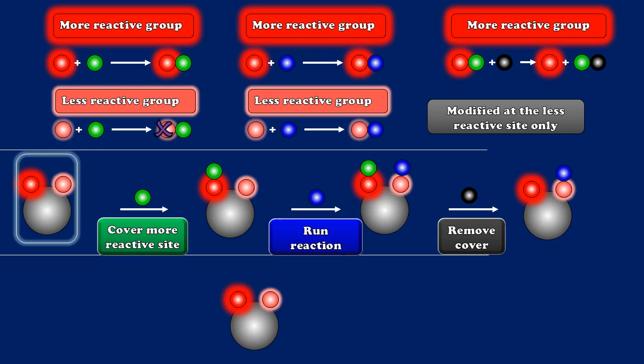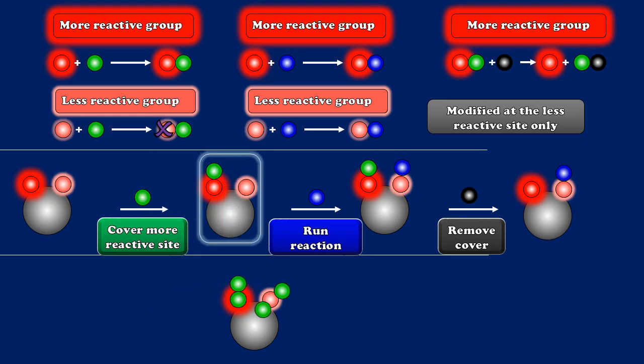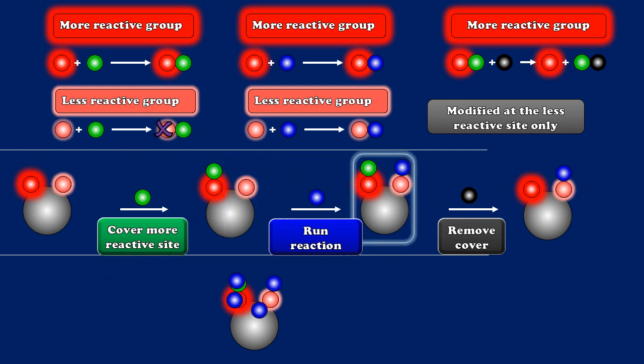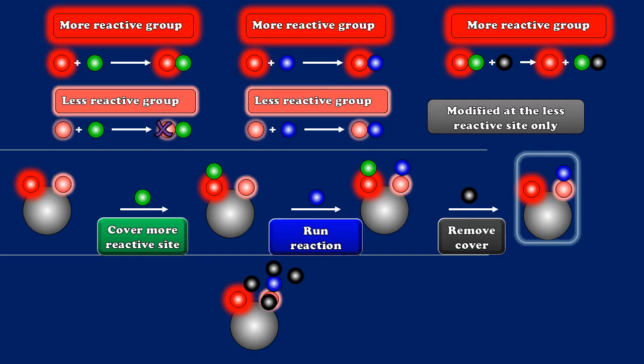So we have a situation where we're going through three steps to accomplish what we can otherwise do in one in the other two examples. First, we add that protecting group to the more reactive site. Second, we conduct the chemistry we want on the less reactive site. Third, we remove the protecting group from that more reactive site, and we have completed our synthetic strategy.